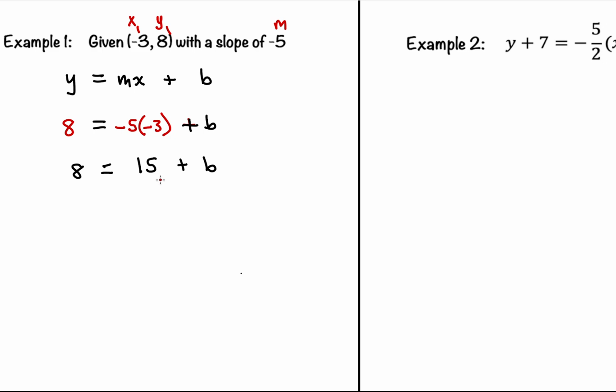Then we're going to subtract 15 from both sides. As you can see, we have a number minus a number in this case, and we're going to be left with 7 is equal to b, which tells us now that our equation is y equals mx plus b.